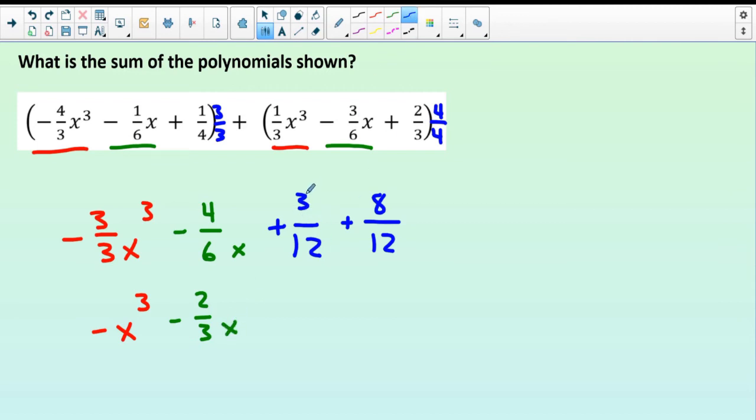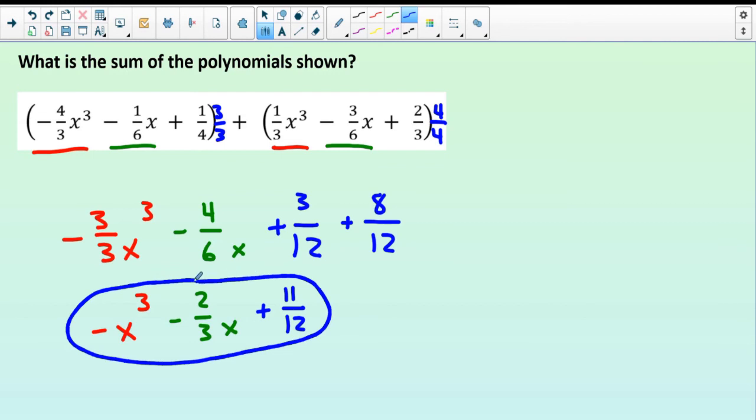And these I can add together, right? 3 plus 8, that's going to give us 11 over 12. All right, so that's pretty much it.